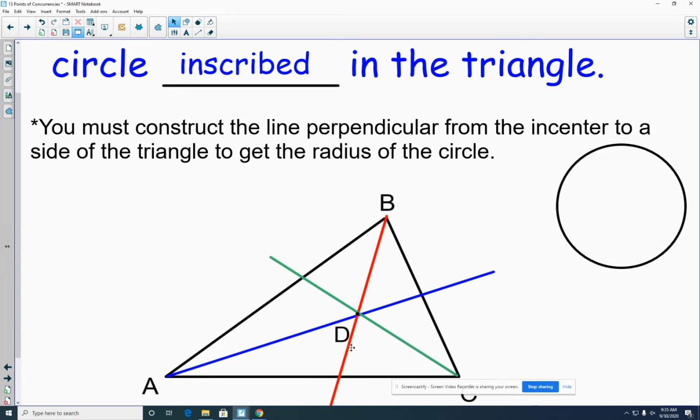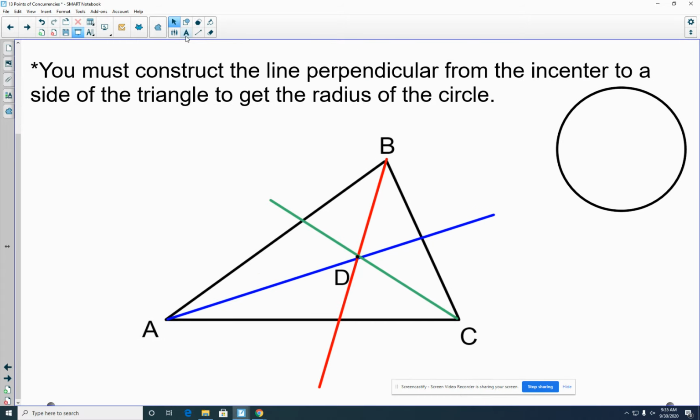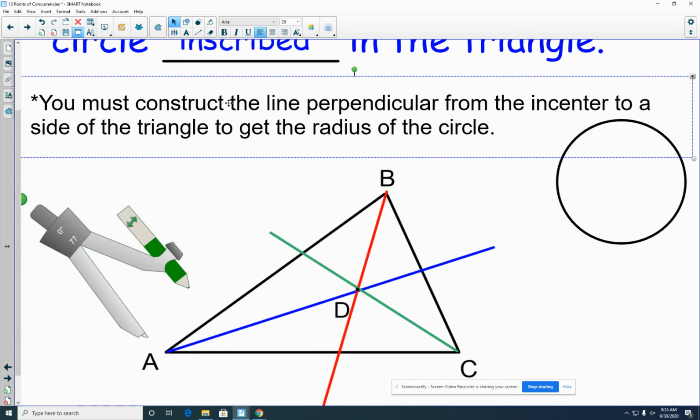Now here's the thing. You can't just take your compass and go from here to here like you did for the circle that was circumscribed about the triangle. There's an extra step now. When you're dealing with the incenter, you must construct the line perpendicular from the incenter to one side of the triangle to get the radius of that circle. So remember when we did a line perpendicular from a point not on a line? Well, that's the construction we need to do here.